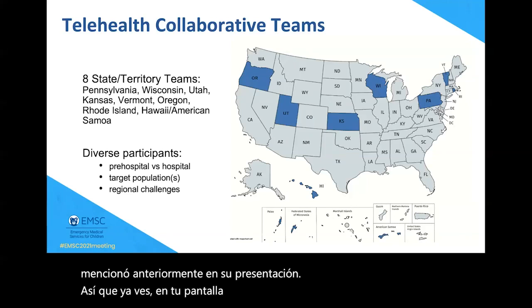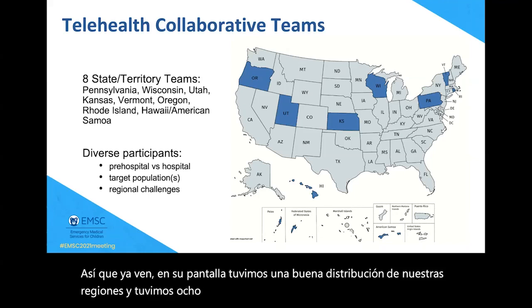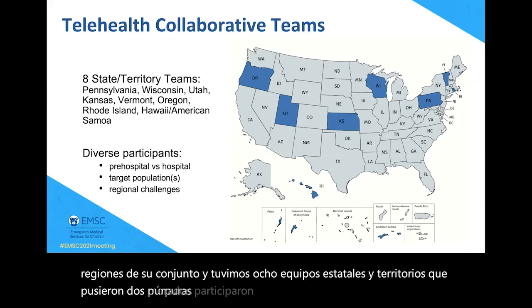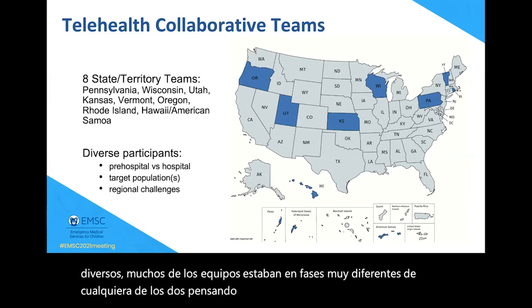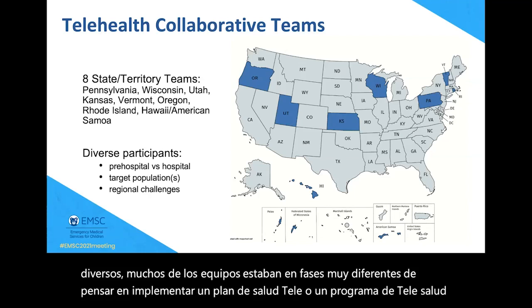So you'll see on your screen, we had a really nice distribution of our HRSA regions. We had 8 state teams and territories who participated. And those teams were very diverse. Most of the teams were in very different phases of either thinking about implementing a telehealth plan or a telehealth program, or really quite far along. So you can see those teams listed.